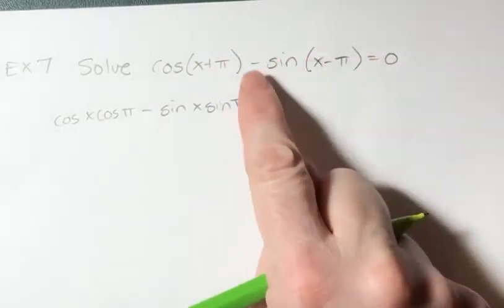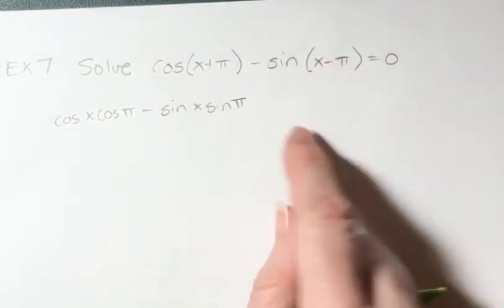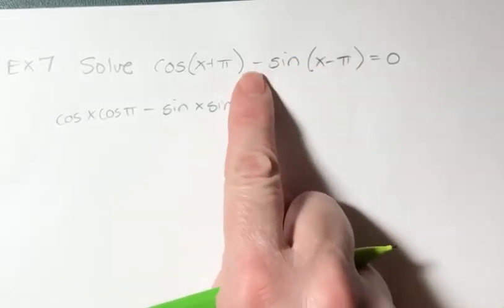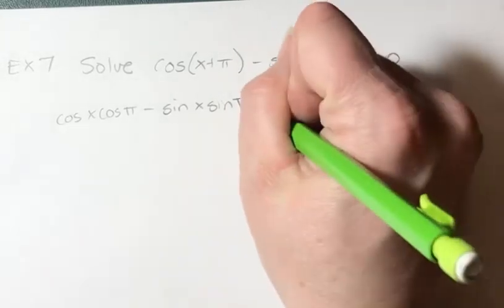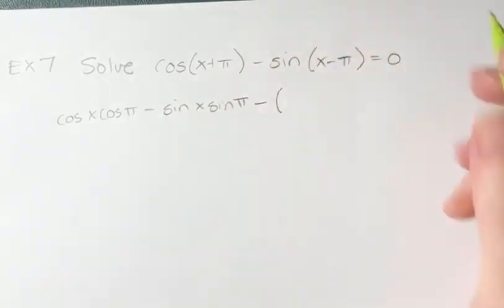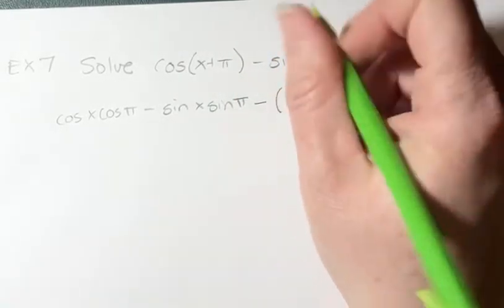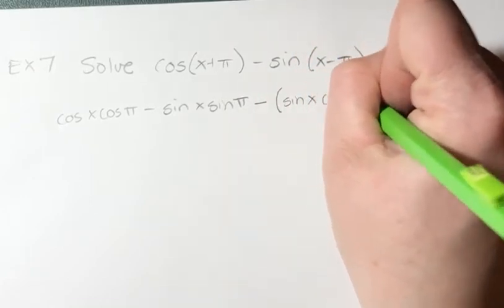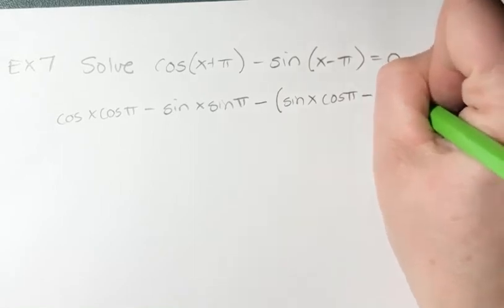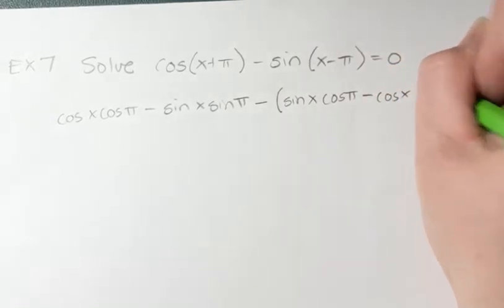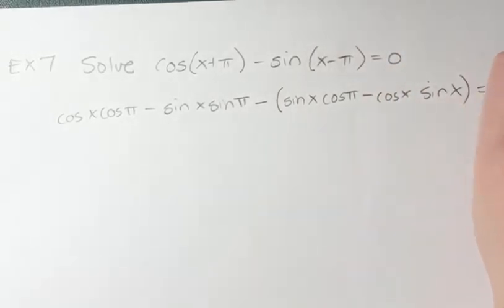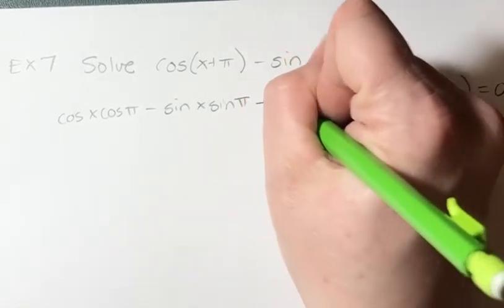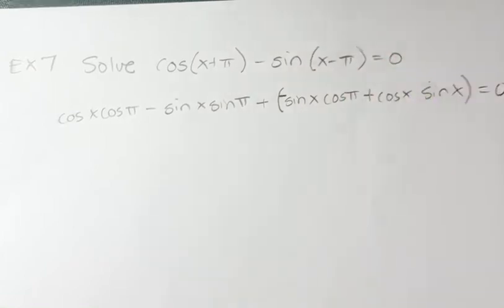And now you've got to be careful because this is going to get written out, but then this is going to be a difference and you have to distribute that negative. So I'm going to put a negative and a parenthesis, and we've got sine, cosine, cosine, sine. And so when I distribute that negative, this is going to become negative and this will become positive.